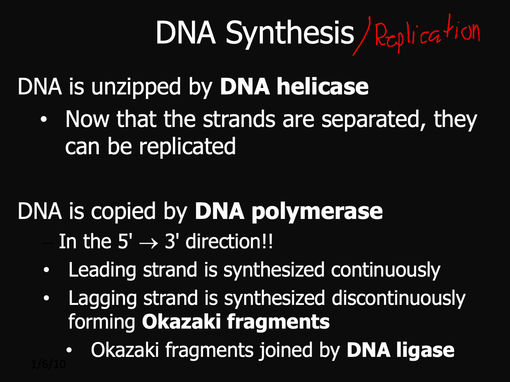Now, DNA is unzipped by DNA helicase. Because it's a double-stranded molecule, we have to open it up. DNA helicase is going to do that. Now that those strands are separated, now they can be replicated. DNA is copied or replicated by DNA polymerase. And DNA polymerase has a special rule where it can only move in the 5' to 3' direction. And this directionality, remember, I mentioned this towards the beginning of the lecture, comes from that sugar. So the 5' and 3' direction is related to that sugar in the sugar phosphate backbone. But just remember, DNA polymerase can only move in this direction.